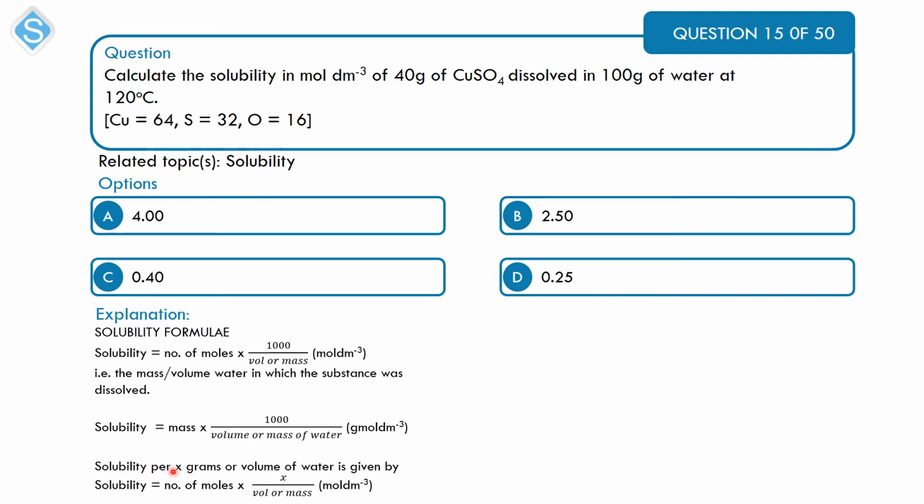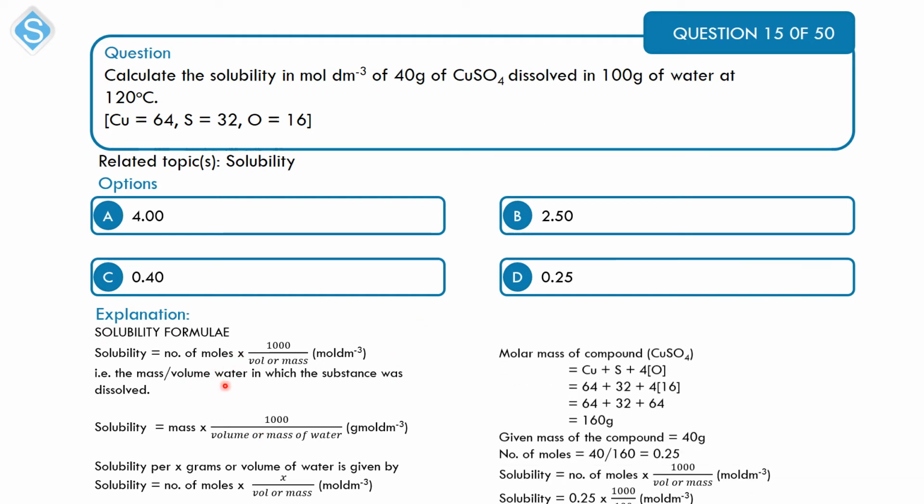While the solubility per a given gram of water, like x gram of water, is given as solubility equals number of moles times x over the volume or mass. So for this question, we are using the first formula. We are looking for the number of moles of the substance. We have been given the mass of the water already, which is of course 100 gram here.